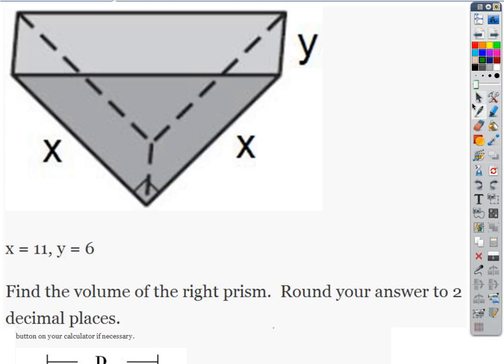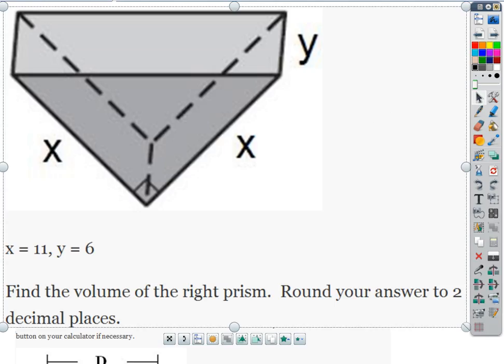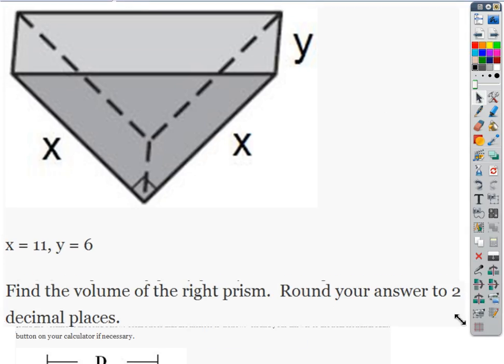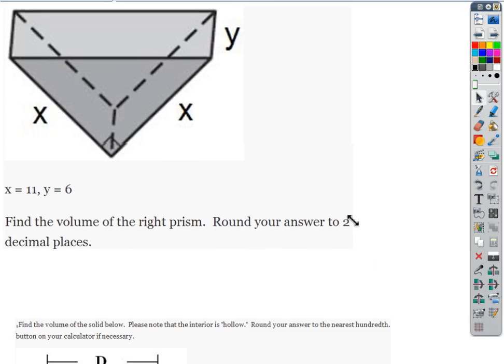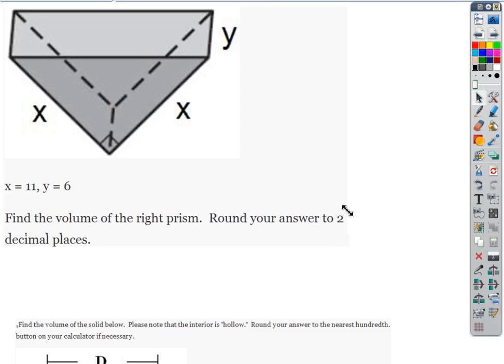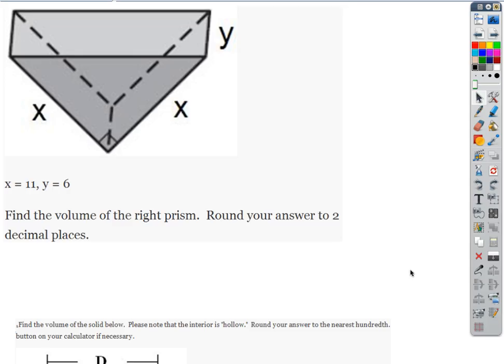Okay, what about this guy? Find the volume of the right prism. So what's the shape of the base here? No? The base. It's a right triangle. This is hard to see. Look at this little symbol down here. That's a right angle sign, right? So it actually is a right triangle.